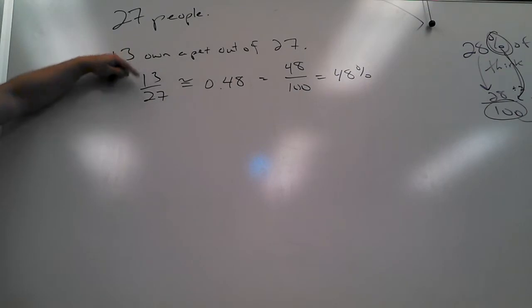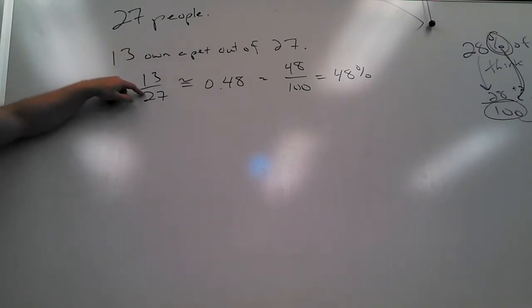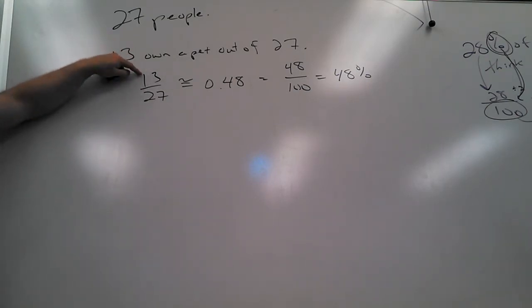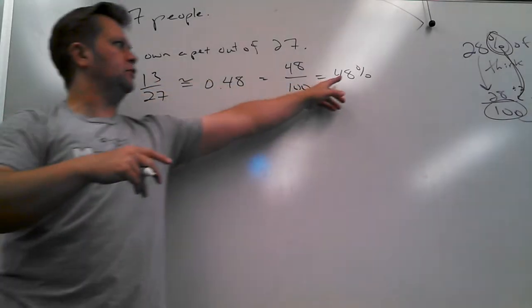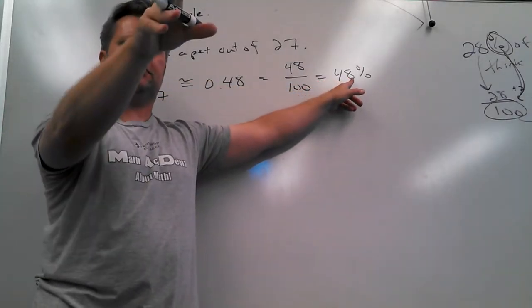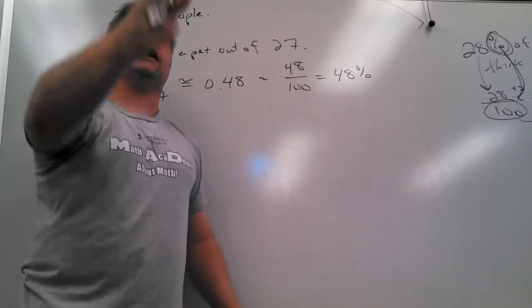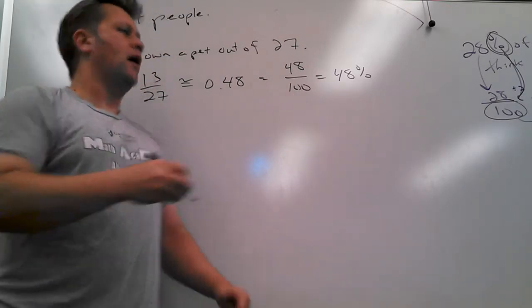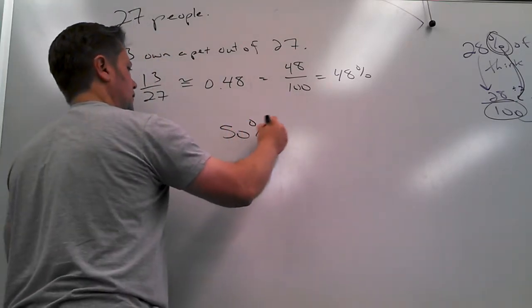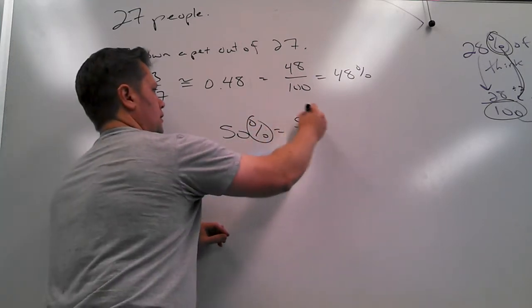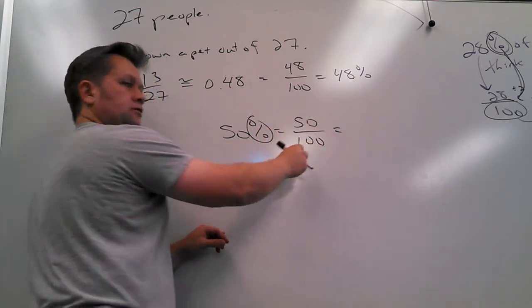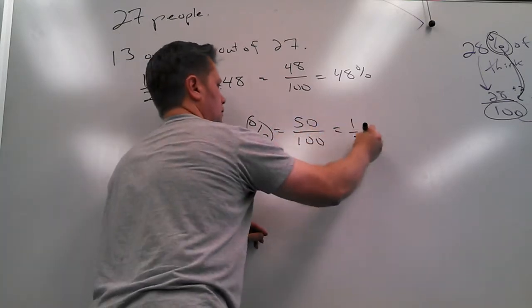And sure enough, what would half of 27 be? Well, let me try this. 13 would be half of 26. Yes. So it's a little bit less than half of 27. So it's 48%. It's almost 50%. 50% would be half. I love it. Why is 50% half? What's that percent symbol mean again? Out of 100. And what does that reduce to? A half. Cool.